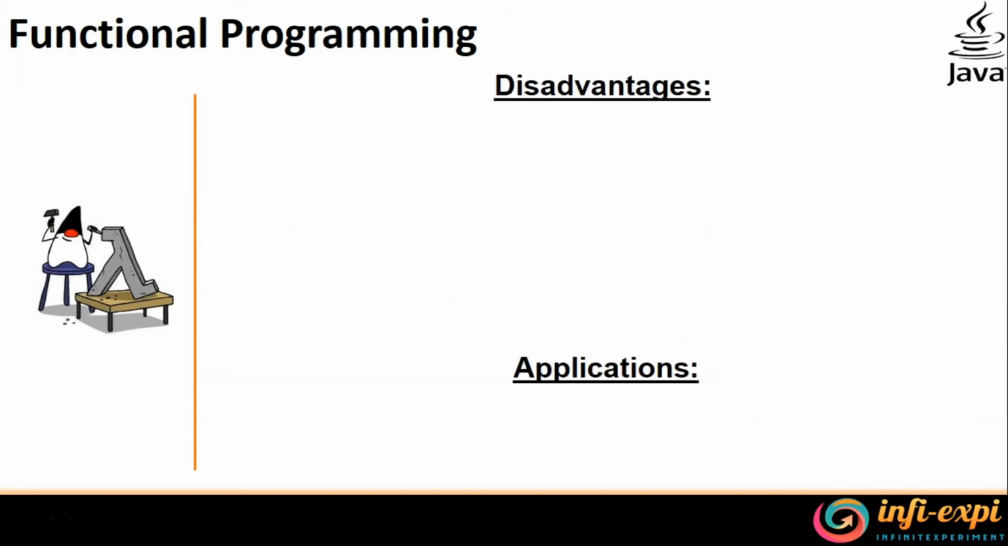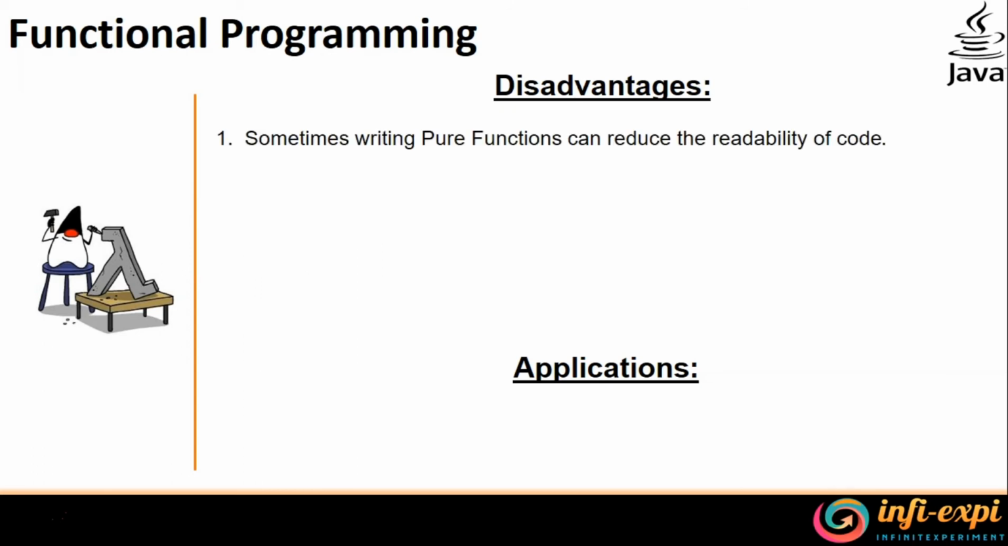Now let's discuss the disadvantages. What are the disadvantages of functional programming? Sometimes pure functions will impact the readability of code, because you don't have any assignment operations in it. You're not going to modify the variable value. So it is a straightforward approach to code. Sometimes it is slightly less readable for its algorithmic implementation. So this is one disadvantage.